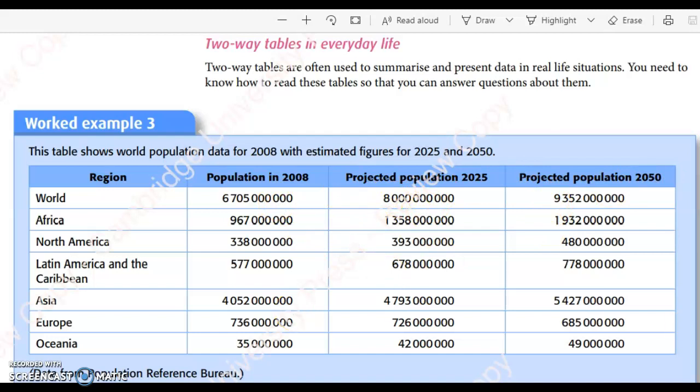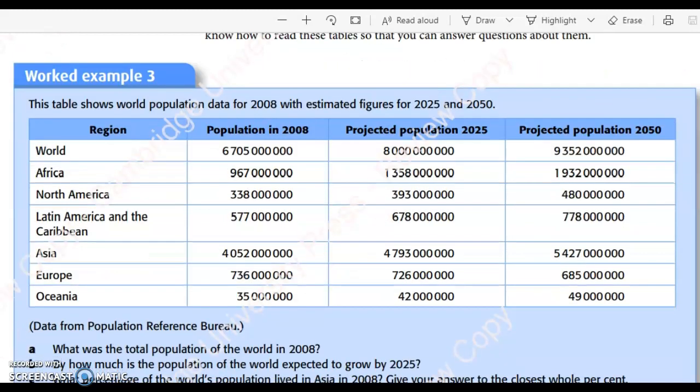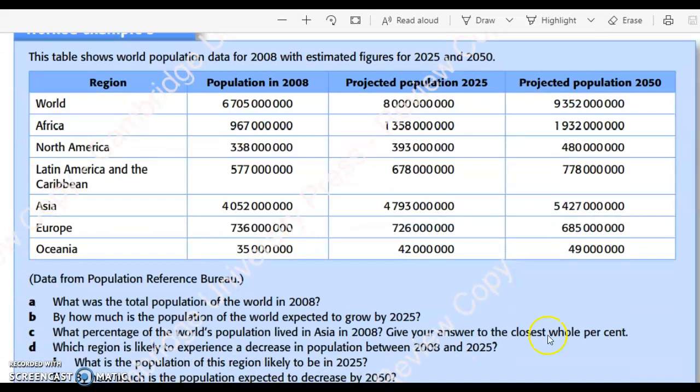Then based on the table, you may answer some questions. For example, what was the total population in the world in 2008? In 2008, in the world, there were 6,705,000,000 people, right, in the world.